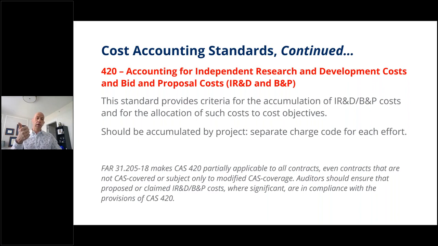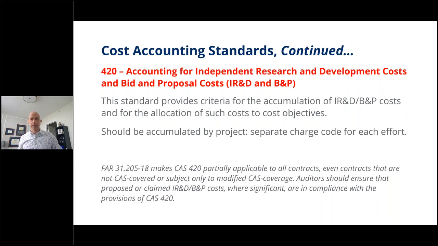So they know that with unallowable costs that I talked about earlier, contractors get it wrong. They get the indirect rates calculated incorrectly because they don't include the unallowable costs in the proper base. Again, might be a minor impact on the rates, but every little bit counts. And this is another one of those areas. Again, FAR 31 here makes this applicable to all contracts, even contracts that are not CAS-covered or maybe subject only to modified CAS.